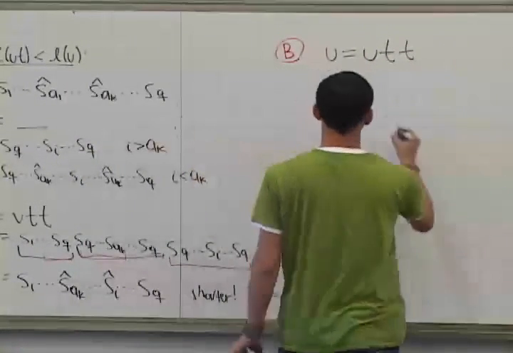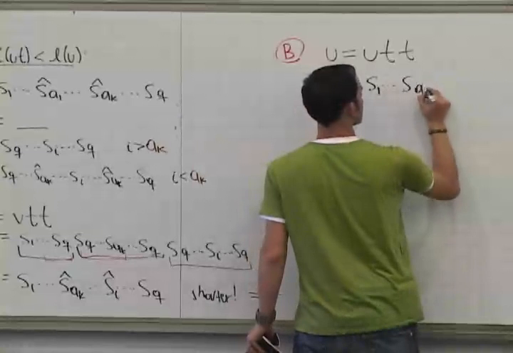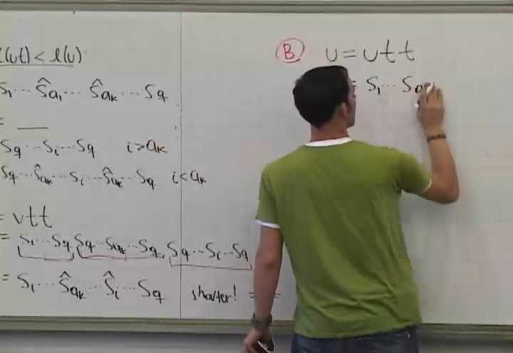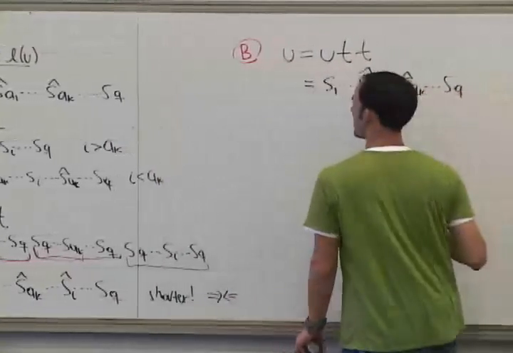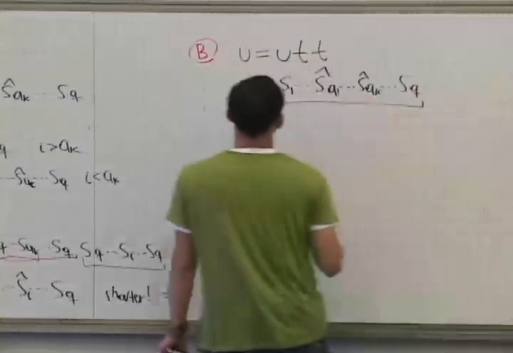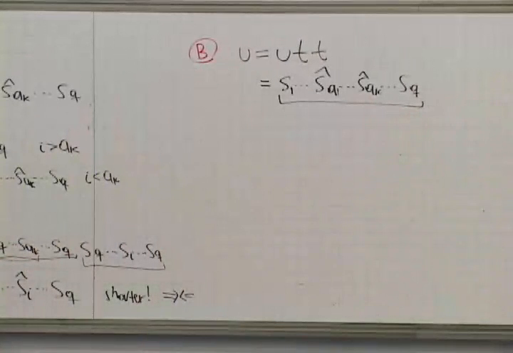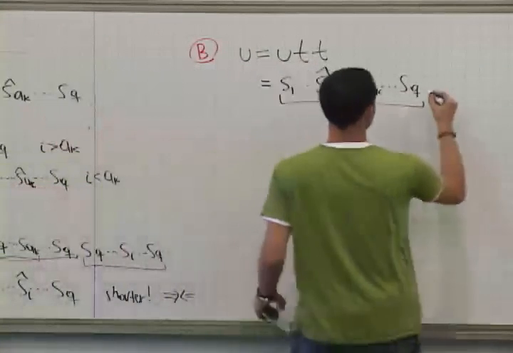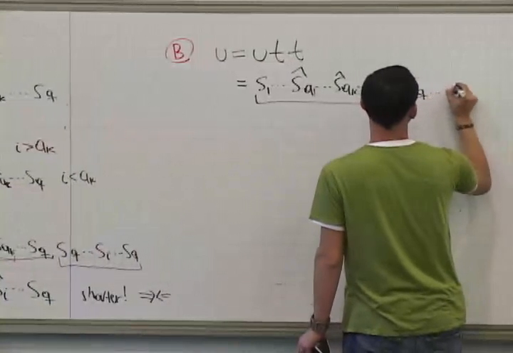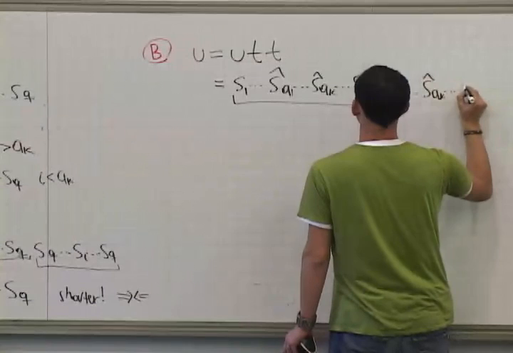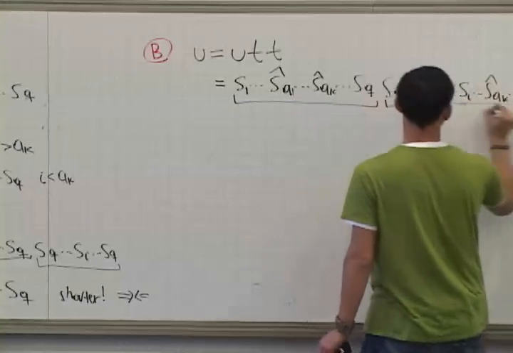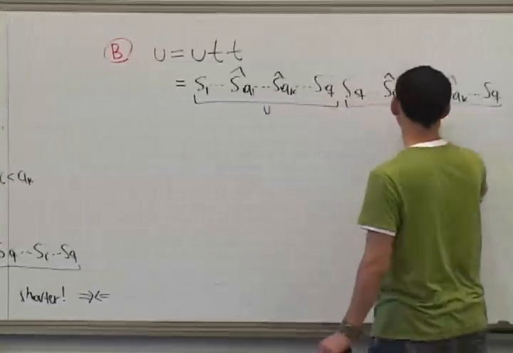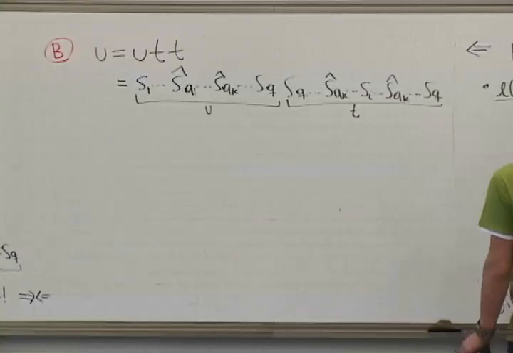So let's do this. U, I know what that is: 1 up to S_{A_1} is missing, S_{A_K} is missing, I get to S_Q, so that's U. And then I'm going to substitute for T twice, once with this expression and once with that expression. Let me first introduce this one. So this gives me S_Q, then I go down to S_{A_K}, then I'm down to S_I, then up to S_{A_K}, and up to S_Q. So this is U, this is T. And then let me multiply by this expression for T.